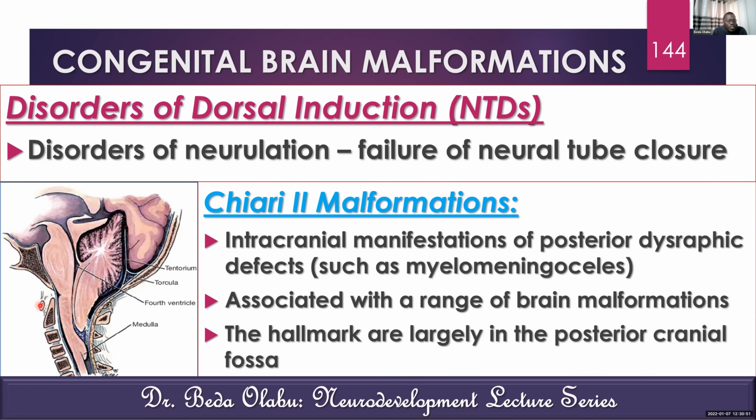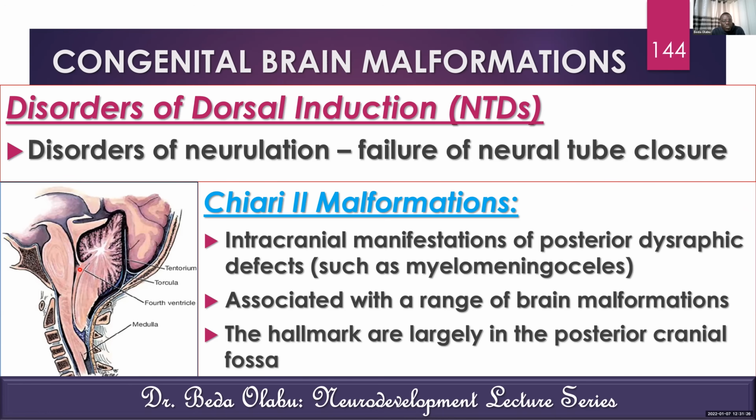That means that this is C1 atlas and that is C2 axis. What do we notice? We notice that the brainstem has been pulled significantly downwards through the foramen magnum. So we have herniation of the brainstem into the cervical column. It's not just the brainstem, it's also involving the cerebellum. The lower part of the cerebellum is also pulled down, as we can see.